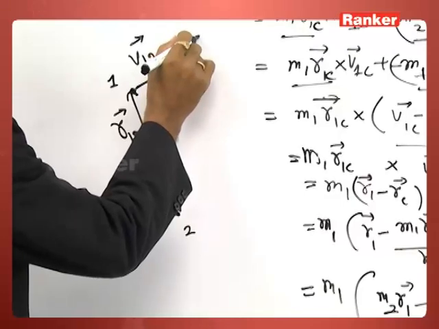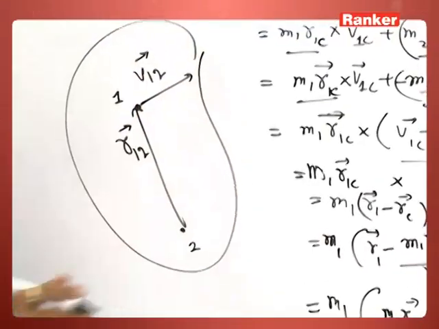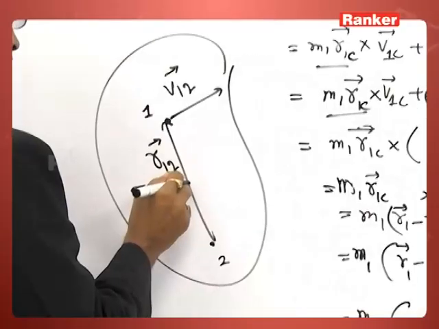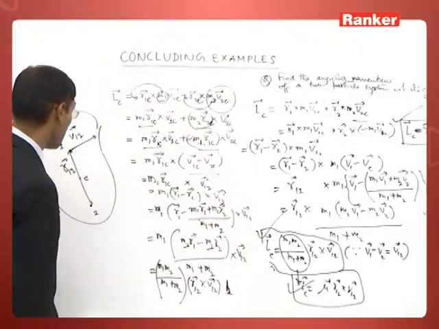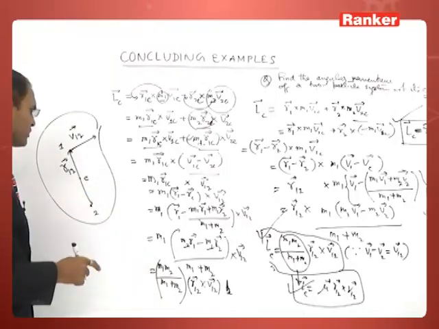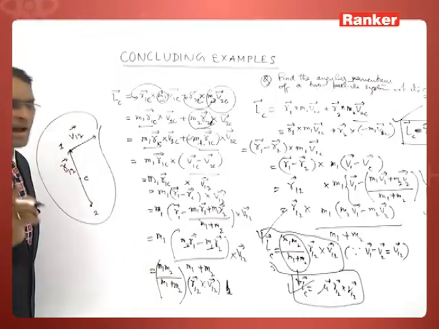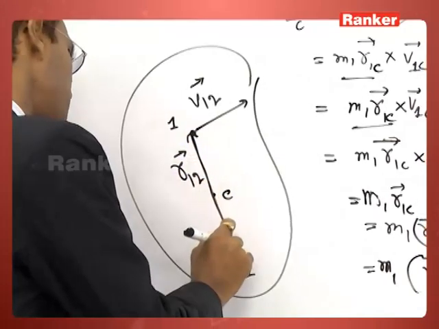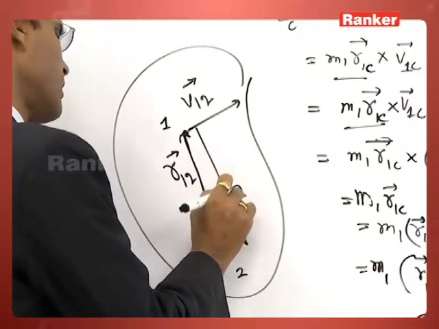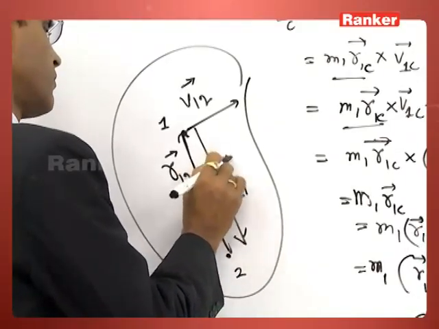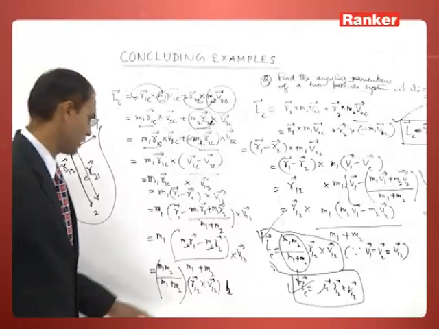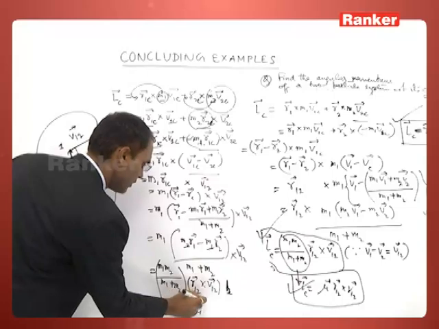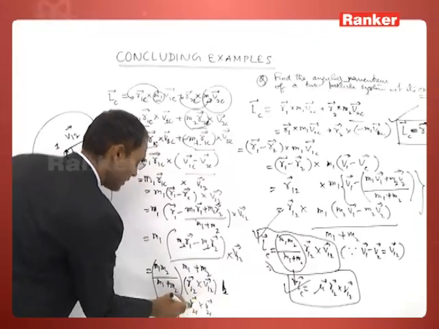Therefore, the angular momentum of the system of two particles with respect to the center of mass depends upon the relative motion or the relative velocity between these two particles and the position of 1 with respect to 2 or position of 2 with respect to 1. You can write R21 cross V21 and it remains as it is.